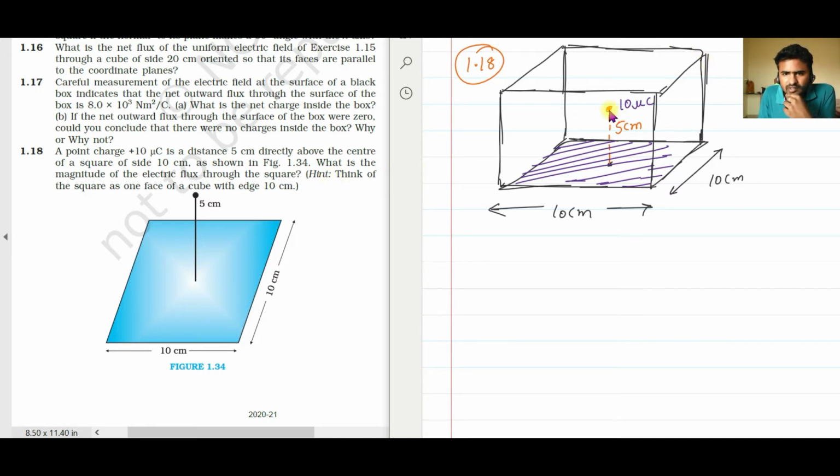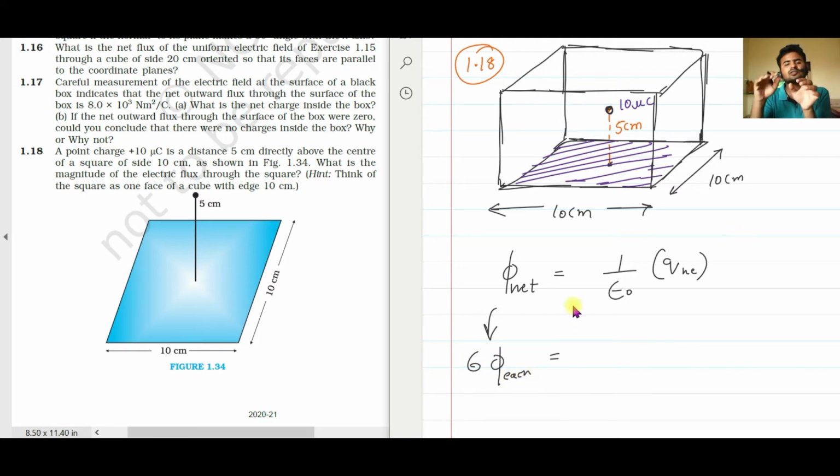And now what is the distance of this 10 microcoulomb from each surface of the cube? 5 cm, because it is exactly at the center. It is at equidistance from each surface of the cube. So therefore now I can use Gauss law. I can write the net flux must be equal to 1 by epsilon naught times the net charge present within the closed surface. But in this case the net flux is nothing but 6 times the flux through each surface.